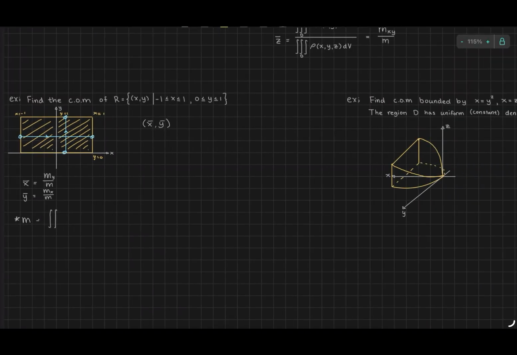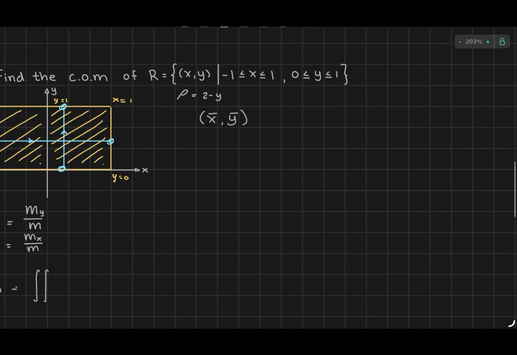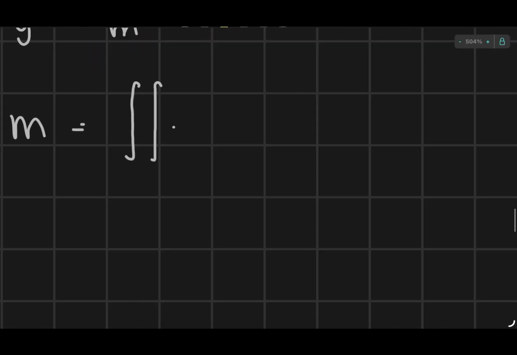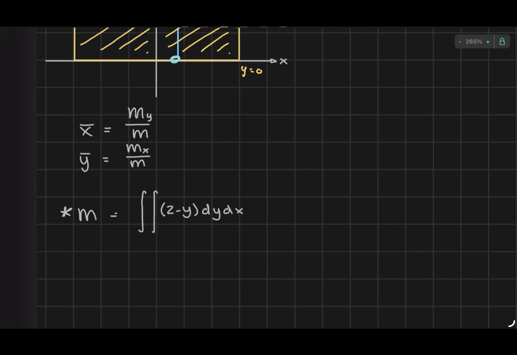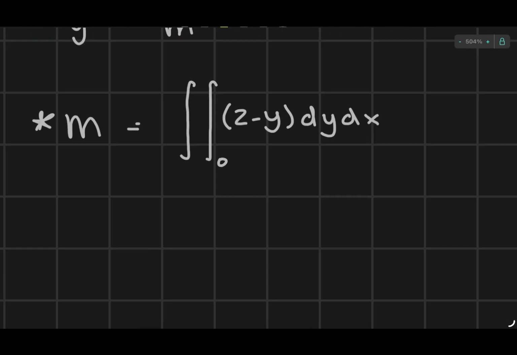Where's my, oh, I didn't even give the density. Oops. Our density is 2 minus y. Sorry. Well, we have our density, but that's going to be 2 minus y. I just gave it to us there. We're going to use the basic order, dy dx. Well, we already solved what our dy is going to be. The bounds on that one are going to be 0 to 1.